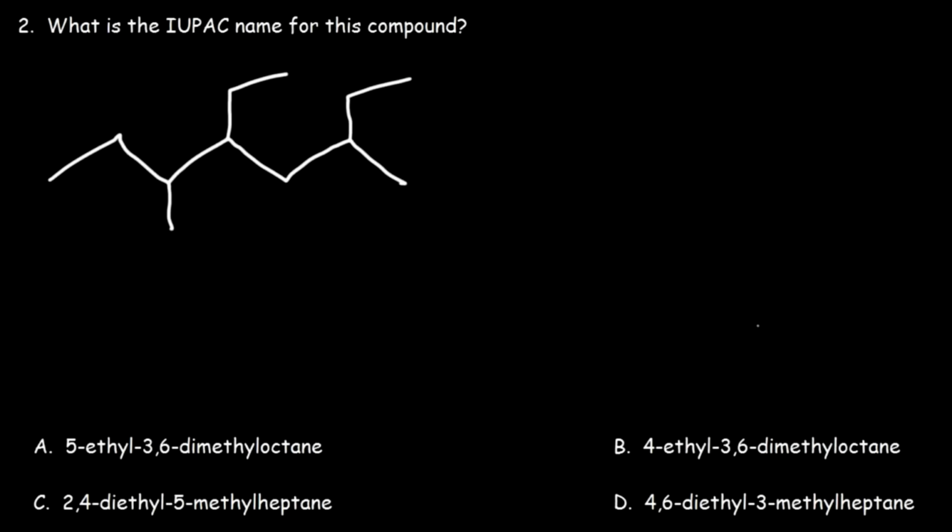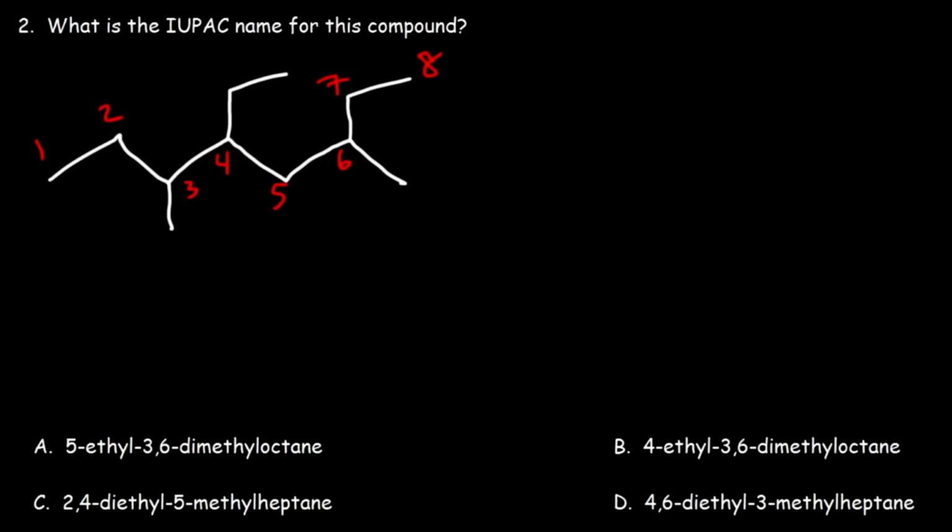Number 2, what is the IUPAC name for this compound? Is it A, is it B, or is it C or D? Well, let's find out. The first thing that we need to do is we need to identify the longest chain. So let's begin counting from left to right. This is 1, 2, 3, 4, 5, 6. If we go to the right, it's 7. But if we go up, it's 8. So that is the longest chain.